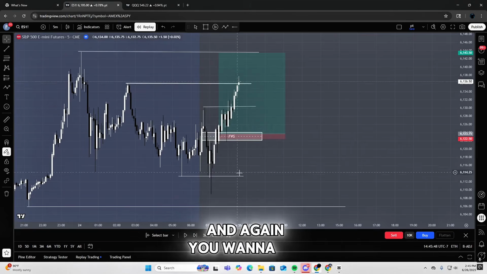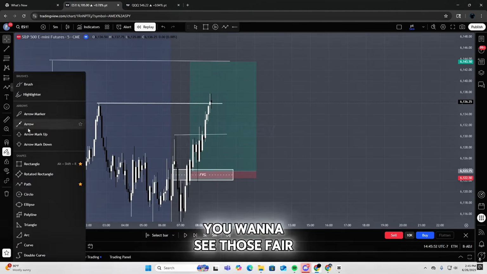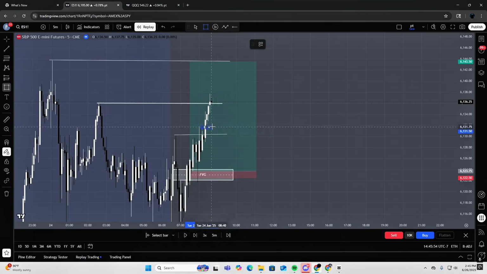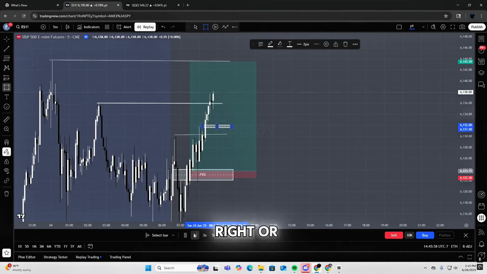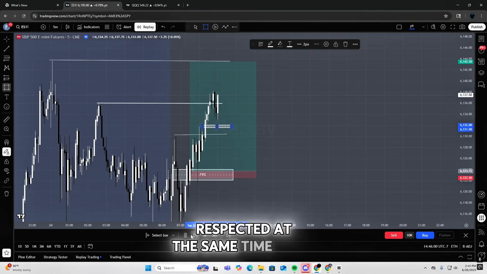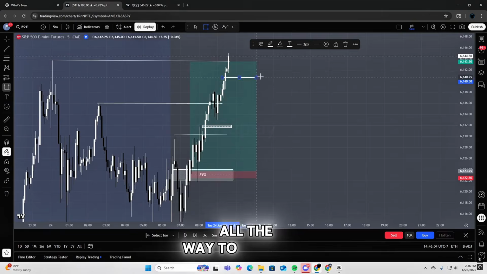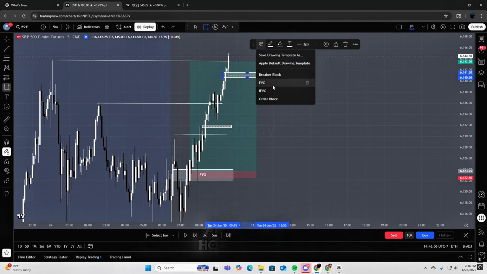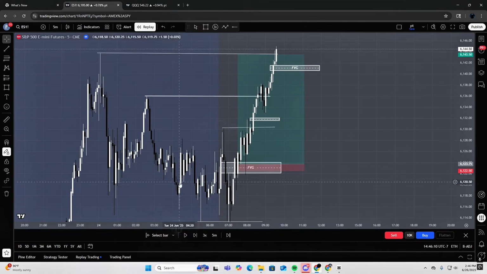And again, you want to see fair value gaps be formed, and if we retrace to those fair value gaps, we want to see those fair value gaps get respected, right? So we see now bullish fair value gaps being respected, or being formed and respected at the same time, right? And then eventually we come all the way to the third take profit, and that's how we were able to catch the upside, right? When we were basically downtrending, right?